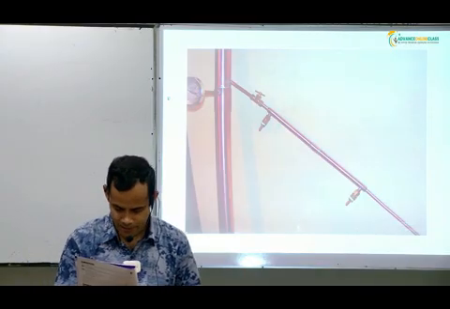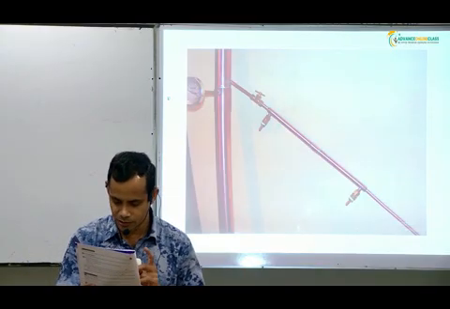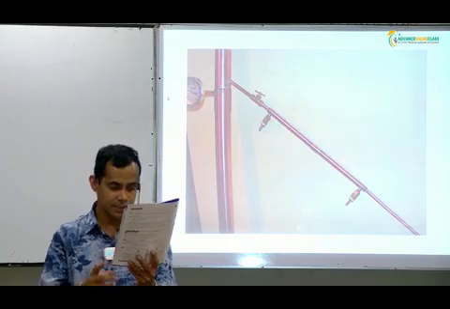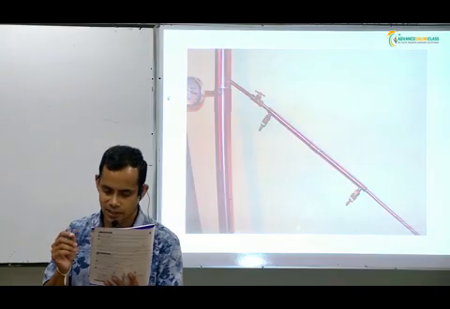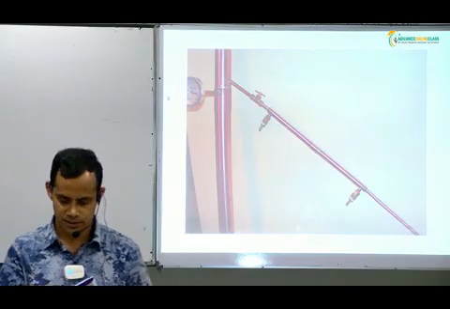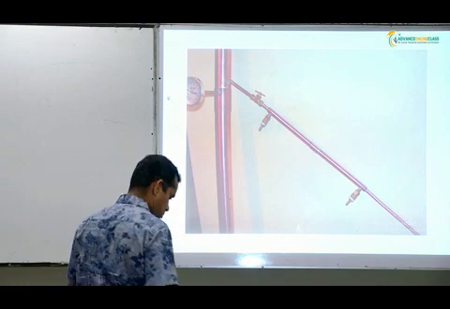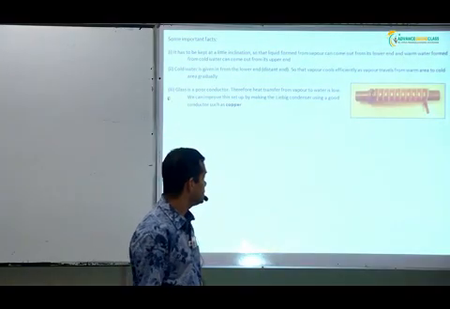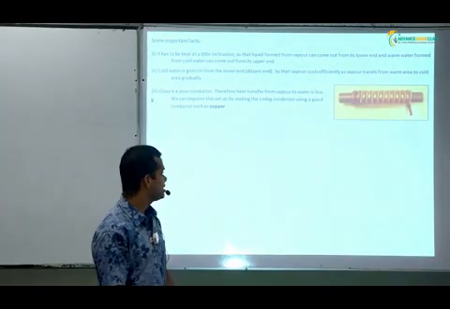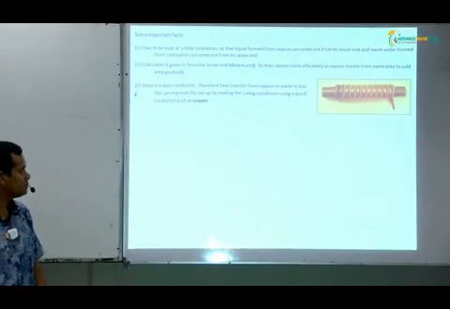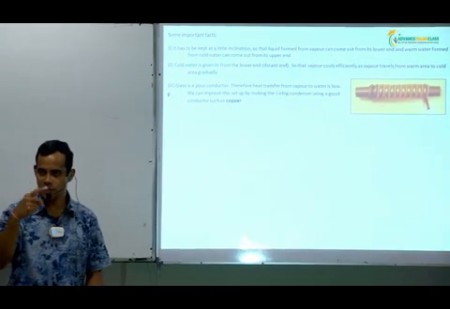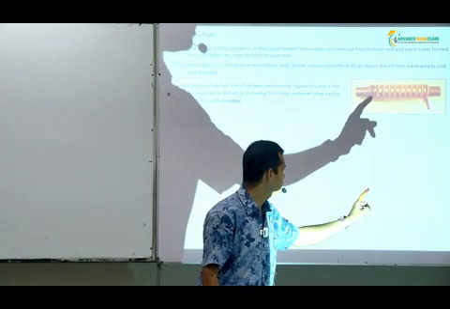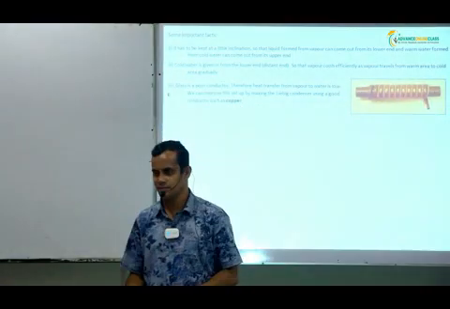Glass is a poor conductor. Therefore heat transfer from vapor to water is low. We can improve this setup by making the Liebig condenser using a good conductor such as copper. You can see a photo of a very simple good condenser that you can make using a large copper tube and a small copper tube. We can wind the small tube on the large tube and pass water from this end to that end, and vapor from this end to that end. Simple.